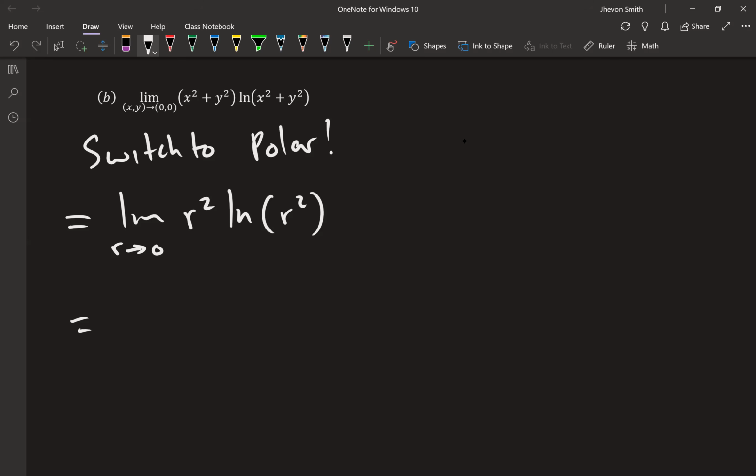What do you mean derive? L'Hôpital's rule. Why would you need L'Hôpital's rule? And can you apply L'Hôpital's rule here? It is an indeterminate form. You'll notice that this would approach 0 times infinity. In fact, 0 times negative infinity. So it's an indeterminate form.